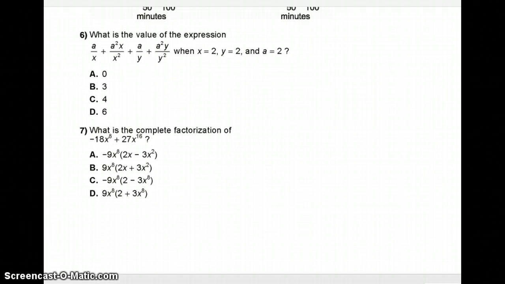Number 6, what is the value of the expression? A, 0. B, 3. C, 4. D, 6.